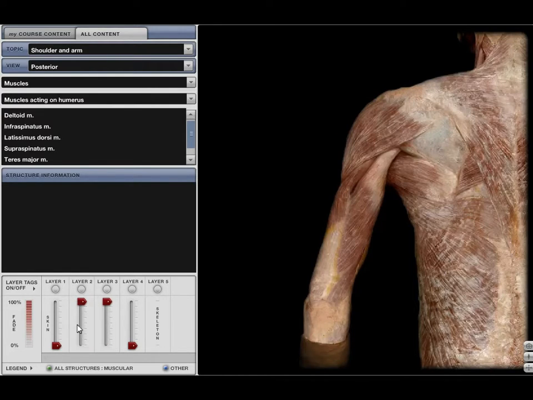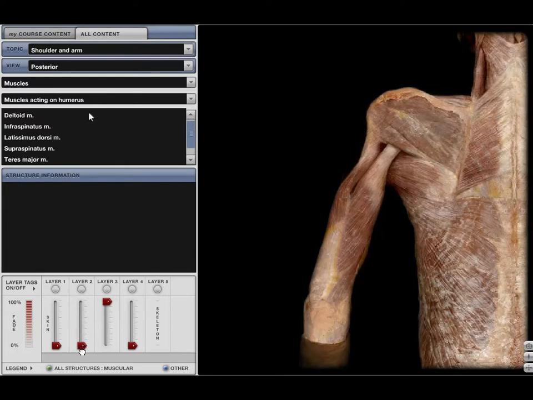If we look at the posterior surface of the upper back, we first see these superficial muscles that are not part of the rotator cuff. Here we can see the trapezius muscle and the deltoid muscle. And in order to see the muscles of the rotator cuff, we first need to remove these superficial muscles. So if we remove these superficial muscles, we can see the deeper muscles of the rotator cuff.